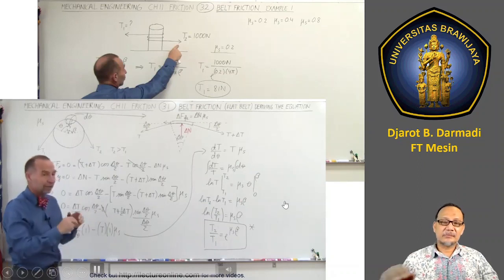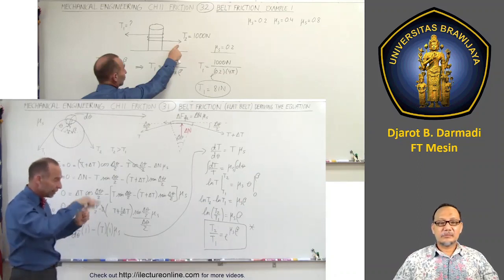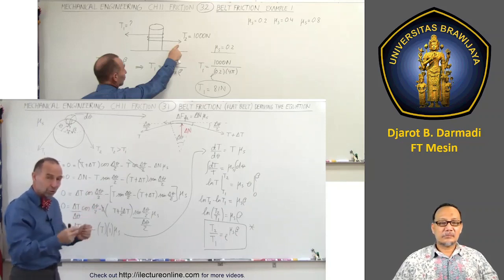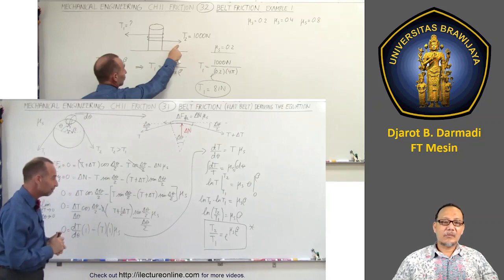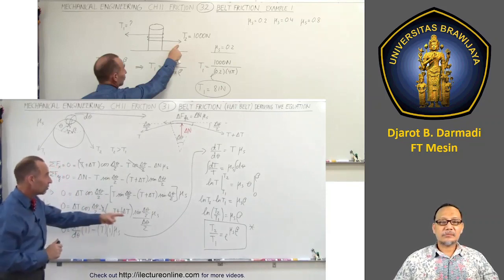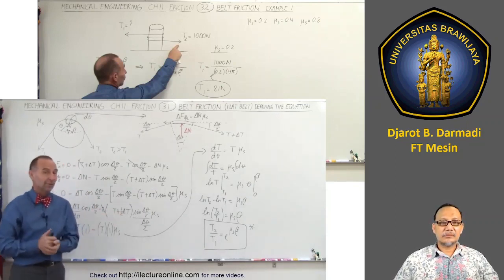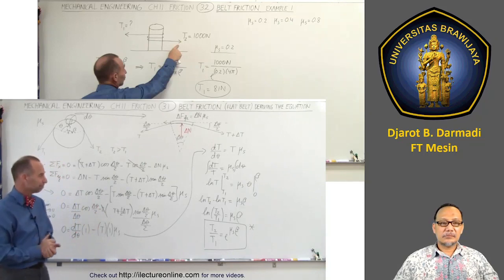Where you're trying to figure out the difference in the tension of a belt that goes around the post or goes around the peg, and you're applying pressure or tension on both sides on that belt. So this is how you get the equation. Now we're going to show you some examples of how to apply the equation.